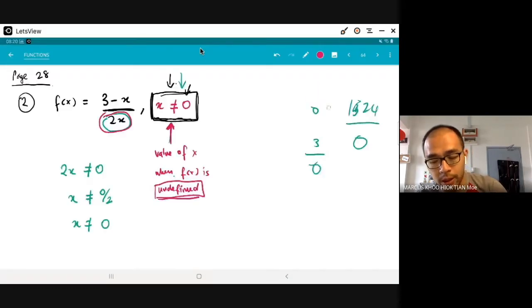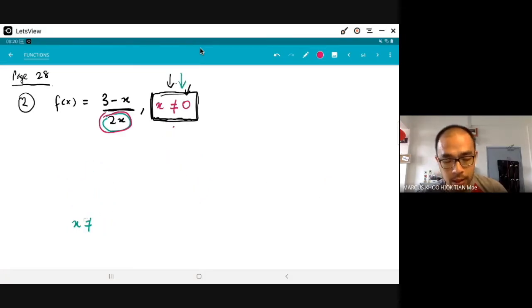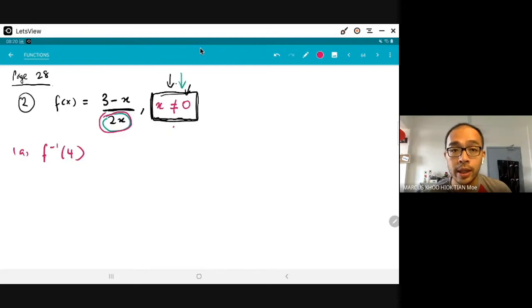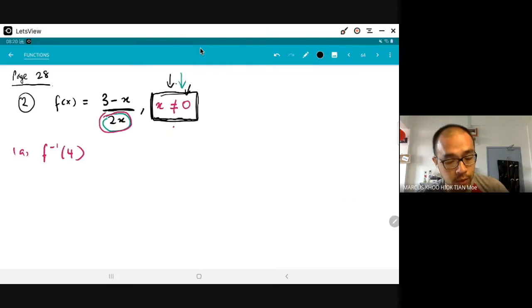Second, I want to go back to this question. So the function is defined as given. Then the first question is to find f inverse of 4. So this is usual, we have to find the inverse first, then substitute the 4. Okay, so when you inverse this, we start with this.